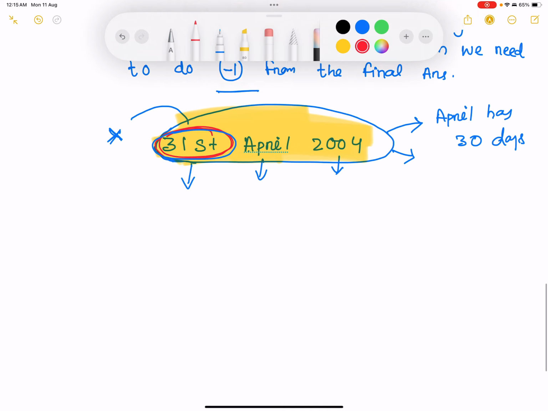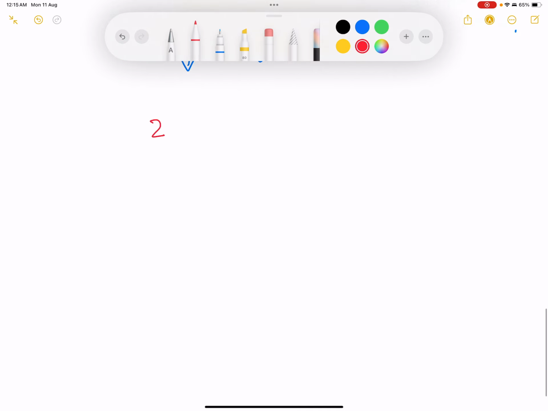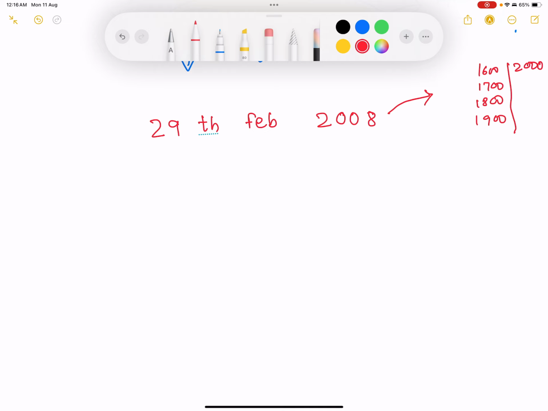Next thing is, suppose 29th Feb 2008. Sir, how will we calculate for 2000? Because you gave up to 1600, 1700, 1800, 1900, right? How will we calculate for 2000? Okay, 2000 is not a big deal, because after 1900, 2000 will repeat 1600 only. So 29 Feb means what? 2008 is a leap year, but my day is on 29 Feb, so I need to do the normal calculation. After that I need to do -1.